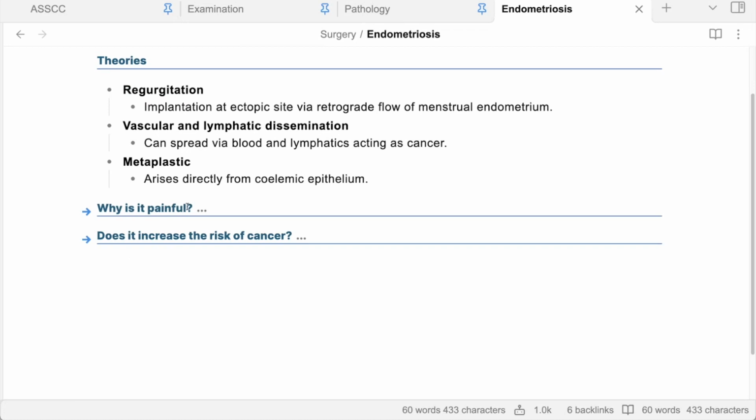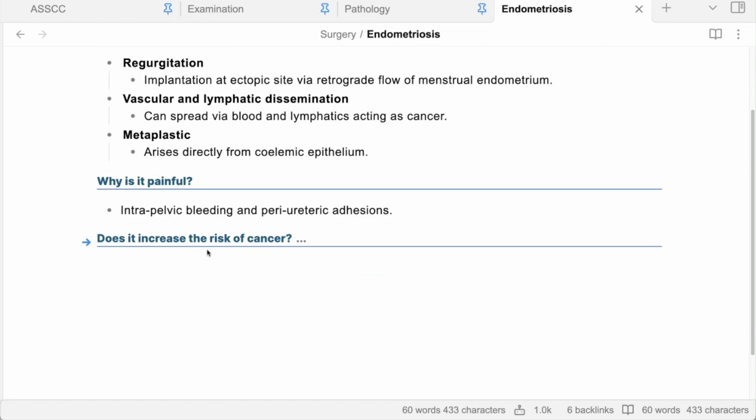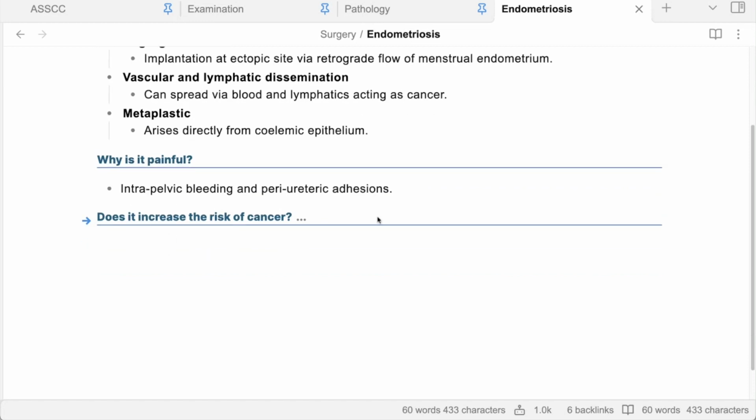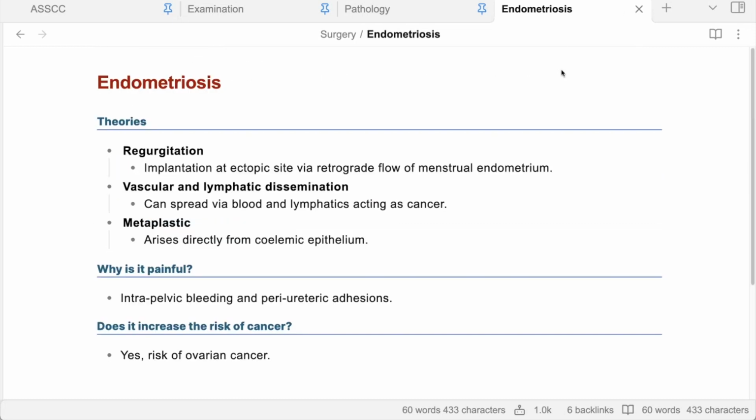Okay. So why could it be painful? Because of the intrapelvic bleeding and the periuterine adhesions. Excellent. Does it increase the risk of cancer? Yes, especially ovarian cancer, 3.5-fold. Okay, 100%. So it does increase the risk of cancer by almost 3.5-fold.